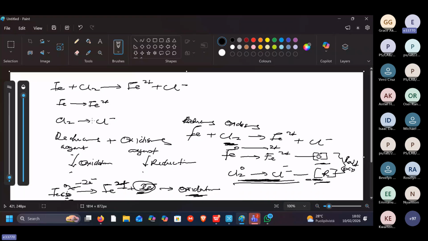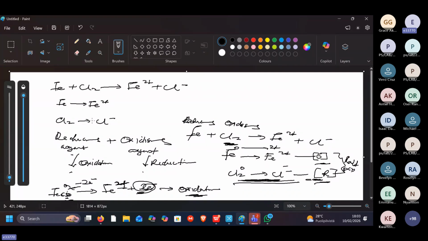Then the next step is to balance the individual half reactions separately. How do we balance them? We balance the elements first. Then the second step is to balance the charges. How do we balance the charges? We introduce electrons to balance the charges, whether they are positive or negative.